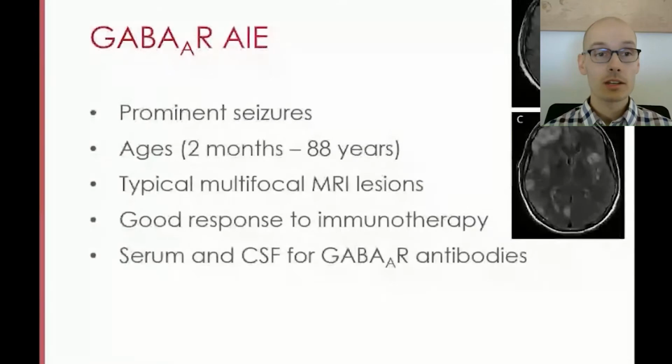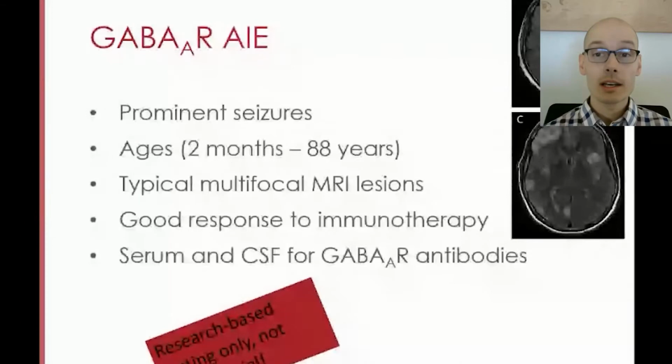Okay, so this represents GABA-A receptor autoimmune encephalitis. And this case is somewhat unique in terms of radiographic findings. So the findings can be very, very impressive, very tumefactive appearing. Fortunately, it has a very good response to immunotherapy. And what's paramount in this case is the early recognition, as well as testing spinal fluid and serum for GABA-A receptor encephalitis. A little nugget here is that this currently is only a research-based test, so you will need to get in touch with your research-based laboratories and coordinate testing of this.